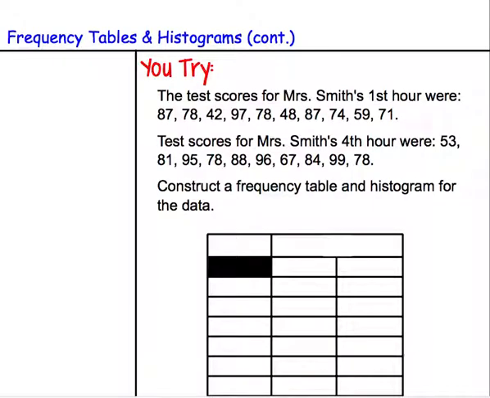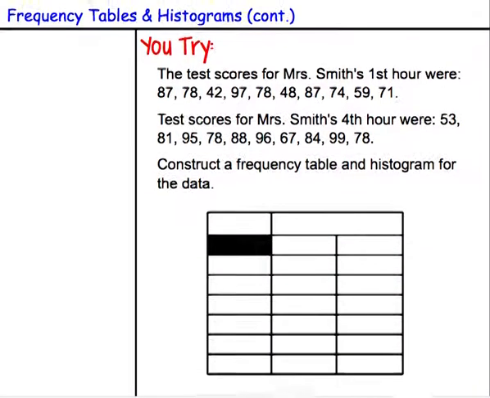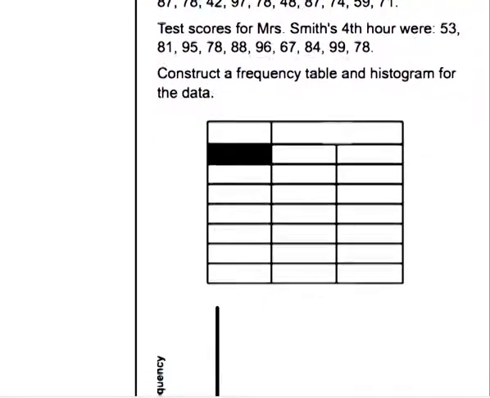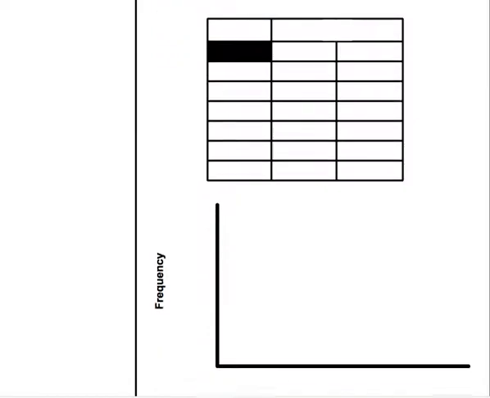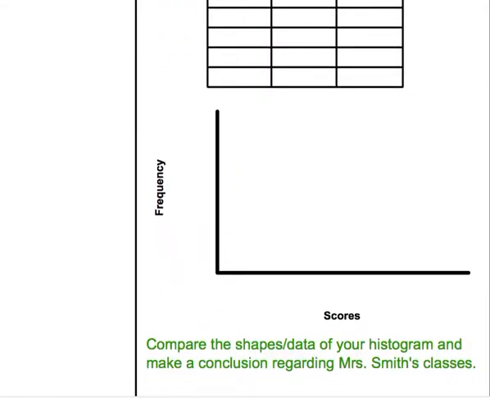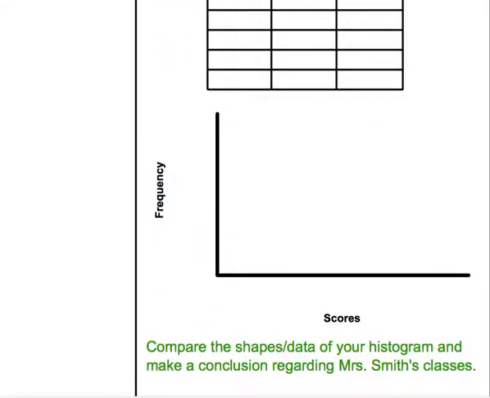I also have the you-try problem. Test scores for Mrs. Smith's classes were as follows. Construct the frequency table and histogram. And then compare and make a conclusion regarding Mrs. Smith's classes. I want you to pick one of these and use it as your you-try problem, and make sure you mark whichever one you choose as a you-try problem. If you choose to do both because you feel you need the practice, great, go for it. I encourage you to do that and bring your stuff to class tomorrow.